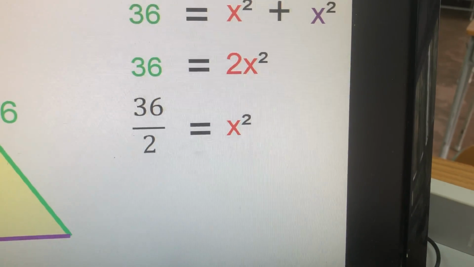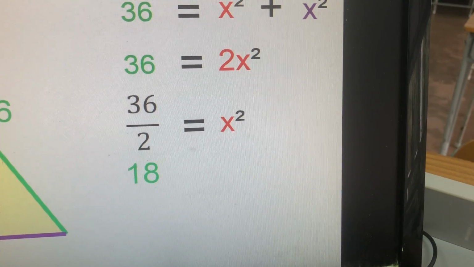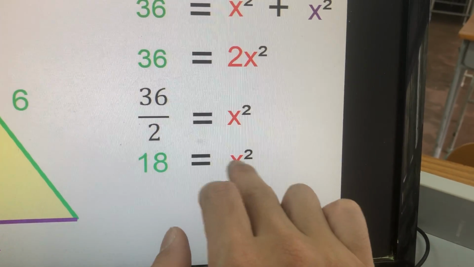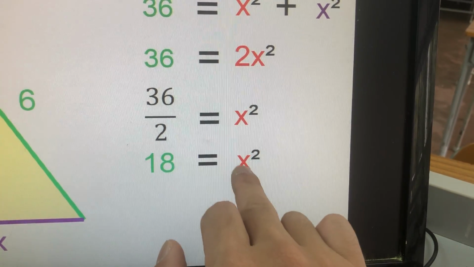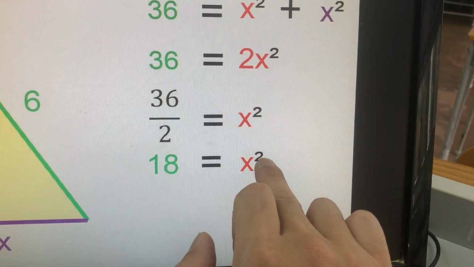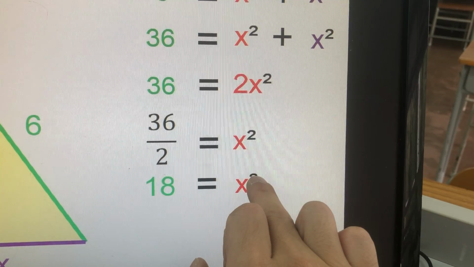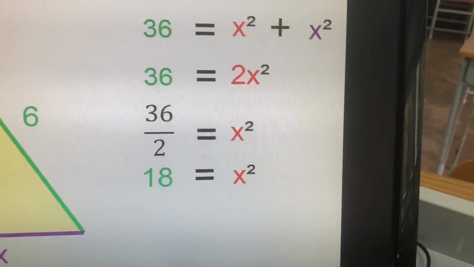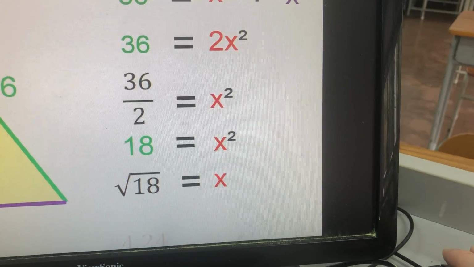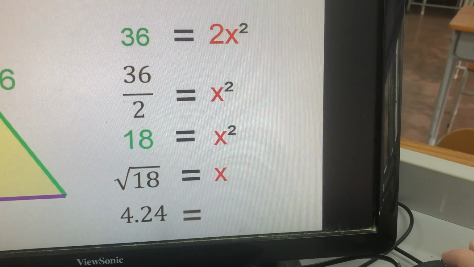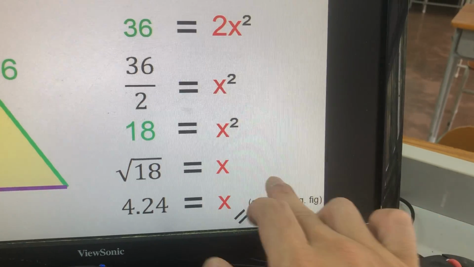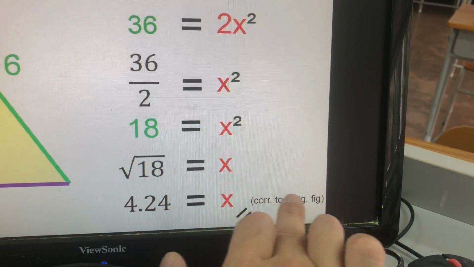So 36 divided by 2, we have 18. 18 equals x squared. Now just one more step, and then we could tell what x is. So are you able to get rid of the square? What to do with the square? Yes, move the square to the other side, and it becomes square root. Square root of 18 equals x. And then you should use your calculator, and give your answer correct to 3 significant figures.